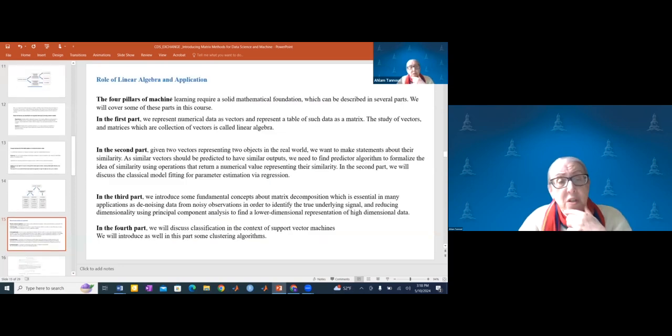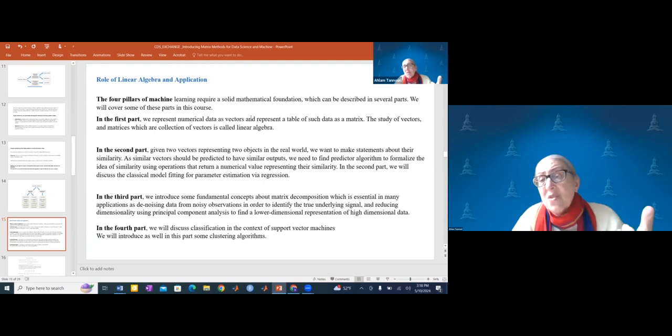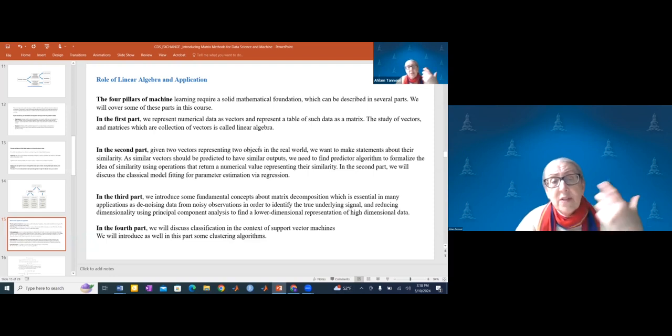The four pillars of machine learning: in the first part, we represent the data numerically using vectors, and this is where linear algebra comes to play a role. After that, given two vectors, for example representing two objects in the real world, when we talk about an object, I take an element and write all the characteristics of this element to classify it. In the third part, we do matrix decomposition. And in the fourth part, we do classification, sometimes in the context of support vector machines.